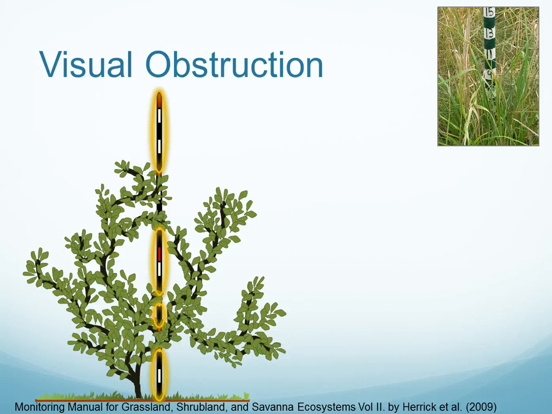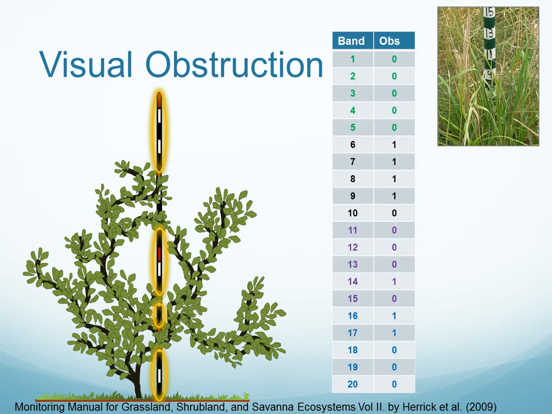We can see that there are 13 of 20 bands that are not obstructed by the vegetation. If we were to look at how this would be written down, we see that the top segment includes the top 5 bands. None of them are obstructed, so they all get marked with zeros. In the next segment of 5 bands, 4 of them are obstructed, and so on.